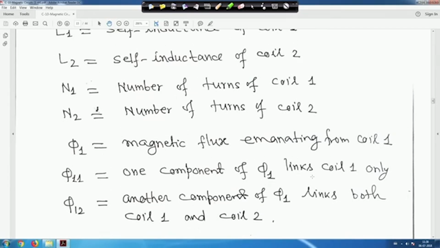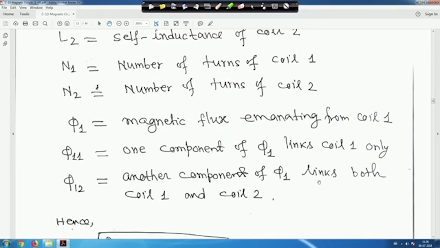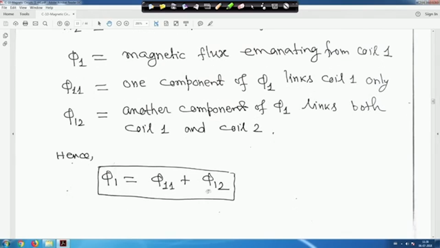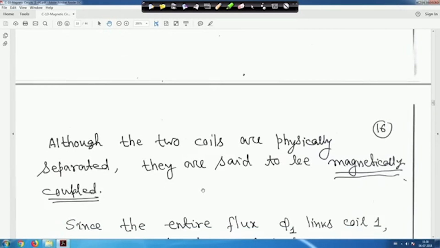Phi 1 is magnetic flux emanating from coil 1, and phi 11, one component of phi 1, links coil 1, I told you, and phi 12, another component of phi 1, links both coil 1 and coil 2, that I also told you. So hence phi 1 is equal to phi 11 plus phi 12, right, the total flux. Now although the two coils are physically separated, they are said to be magnetically coupled, right, because part of the flux is linking also the other coil.